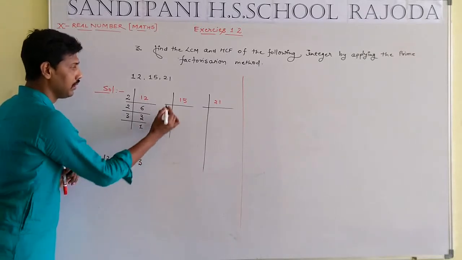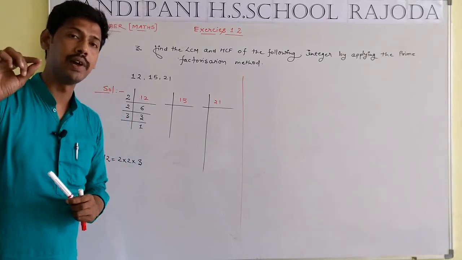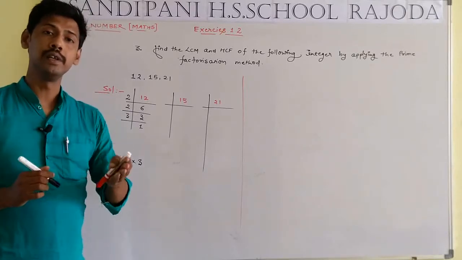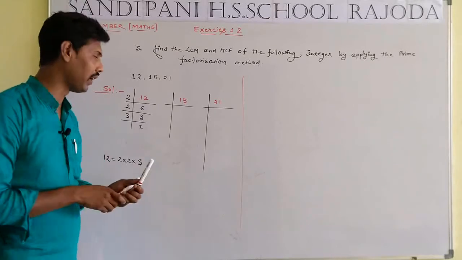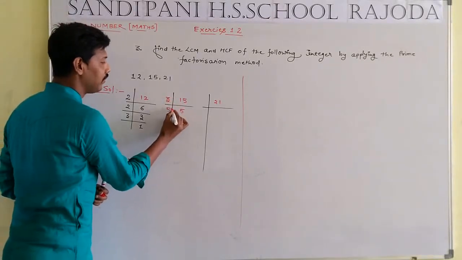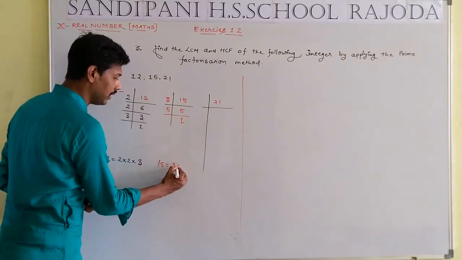What about the 15? Last digit of 15 is 5. But 15 is an odd number, may be divided by 3, may be divided by 5. But 3 is the smaller quantity as compared to 5. So we choose 3 firstly. 3 5s are 15 and 5 1s are 5. So 15 will be equal to 3 into 5.